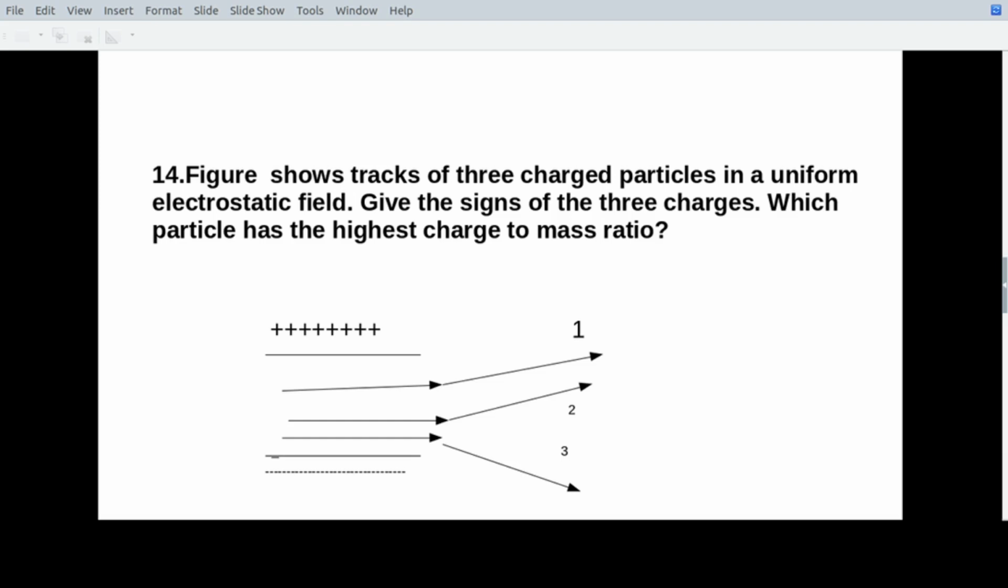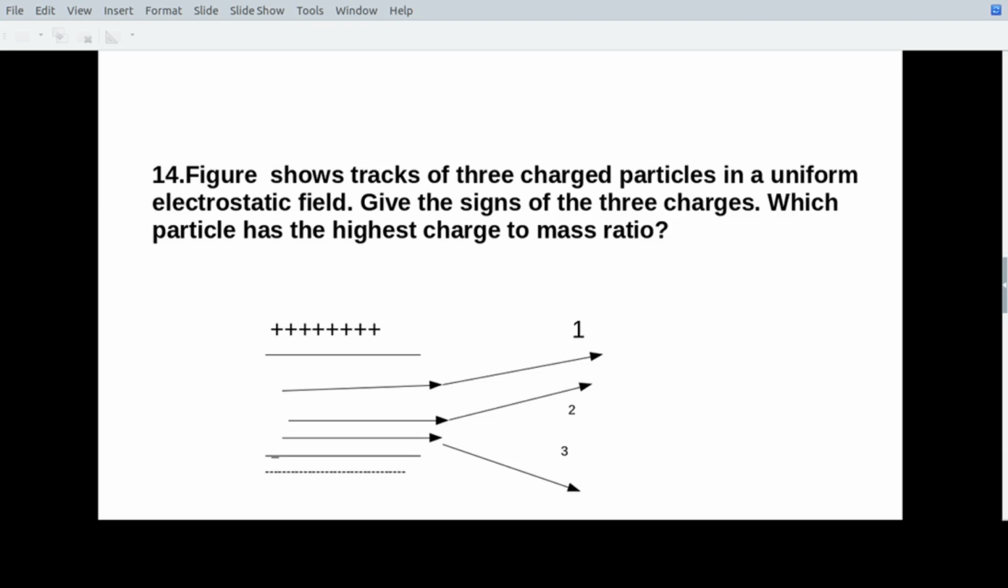In the figure, it is clear that the electric field is applied by using two charged plates. The upper plate is positively charged and the lower plate is negatively charged. See, the particle 1 bends towards the positive plate, right? So what will be the charge of particle 1? It bends towards positive plate. That means it should be of negative charge. Then particle 2, that also bends towards positive plate. So that also is negatively charged.